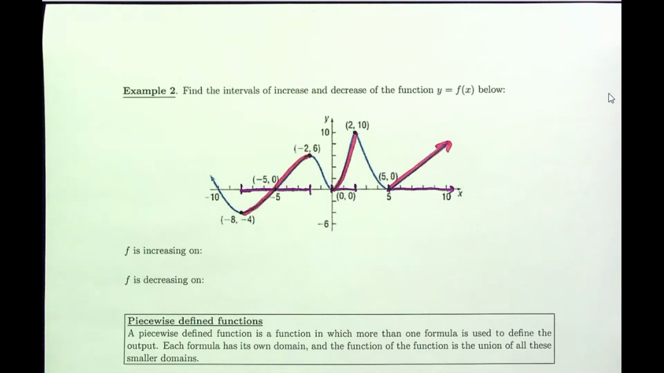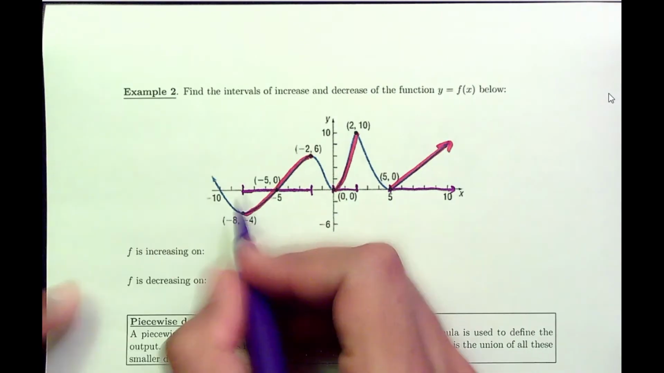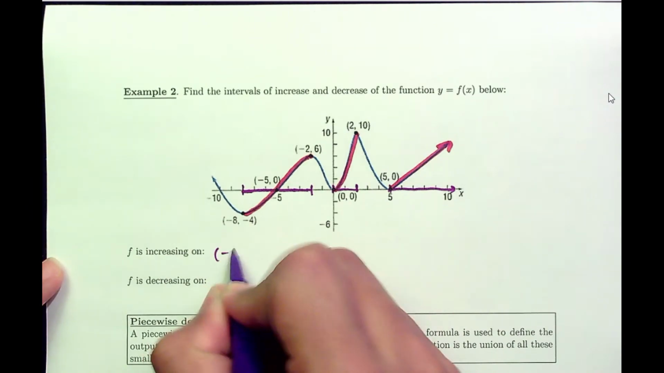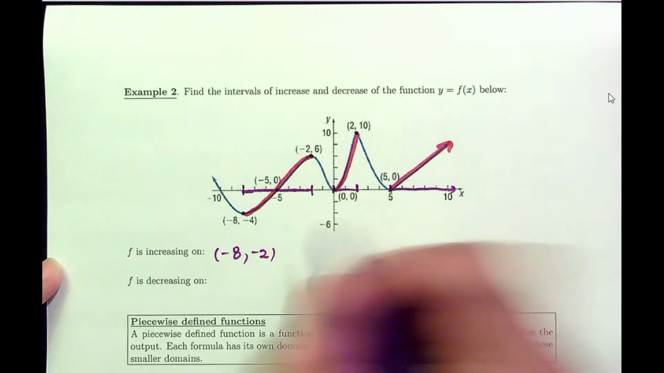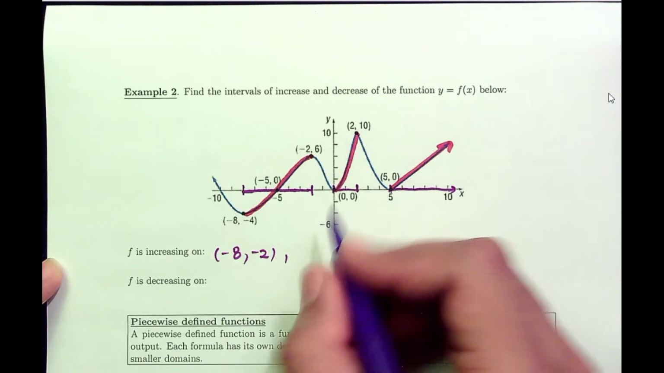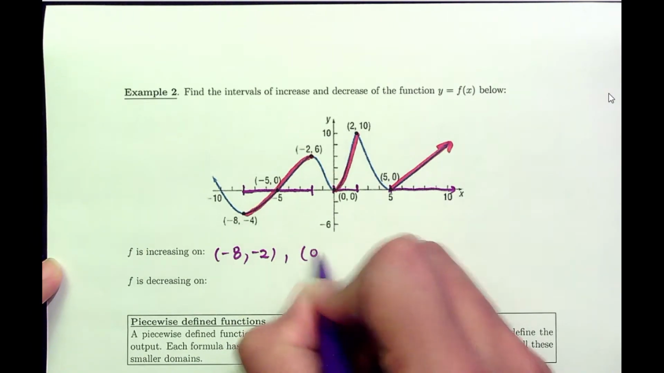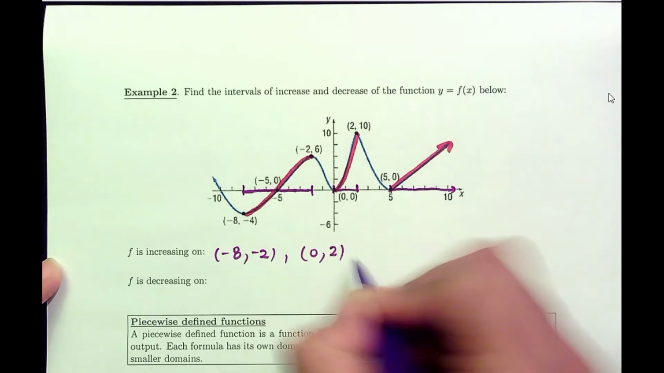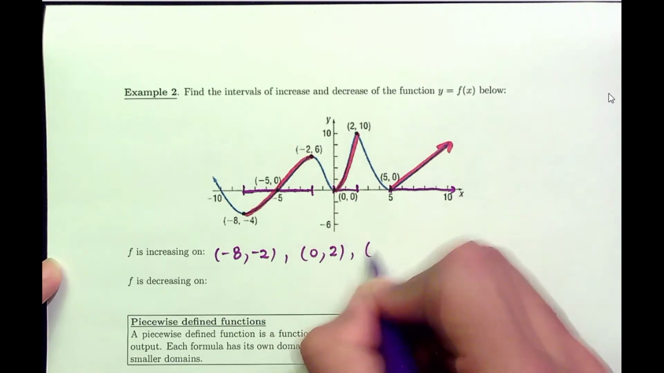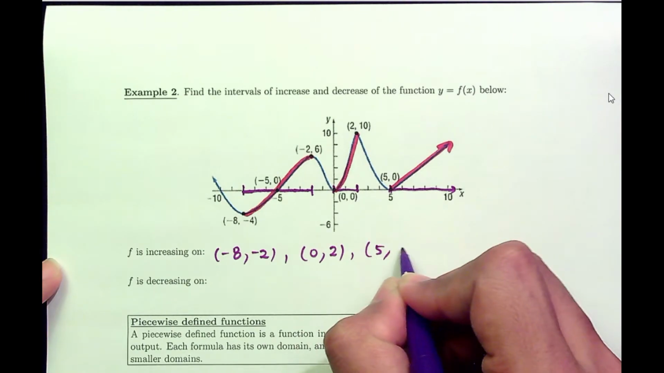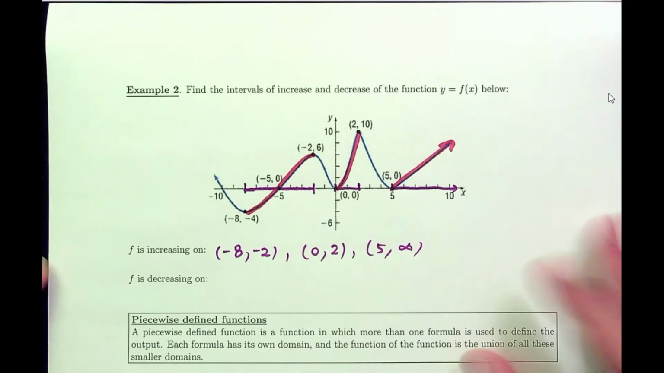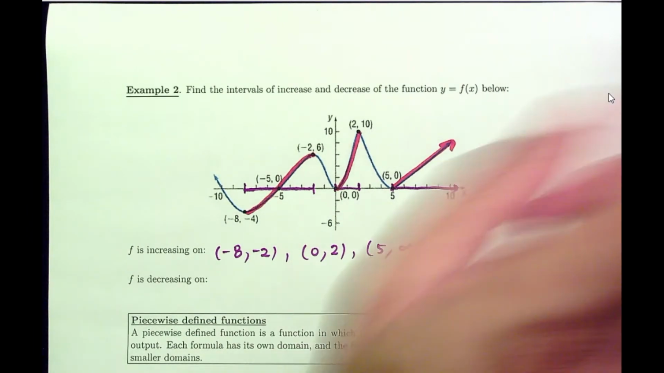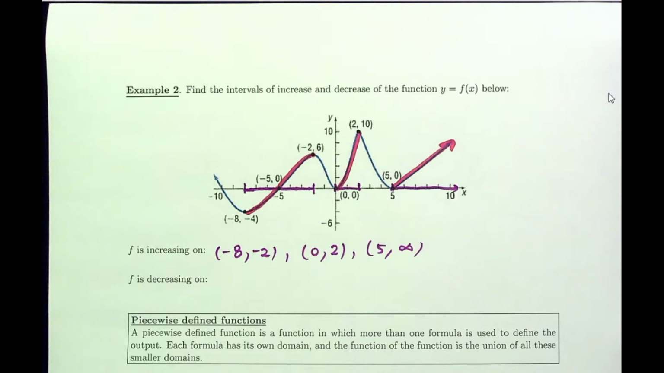So from the point of view of the domain, the x's, it will be from -8 to -2. And then from 0 to 2. And also from 5 to infinity, because after that, after 5, it doesn't go down ever again. The arrow indicates that that pattern continues forever. So it goes up forever after 5. So from 5 to infinity.